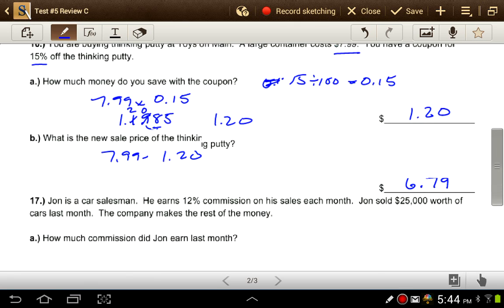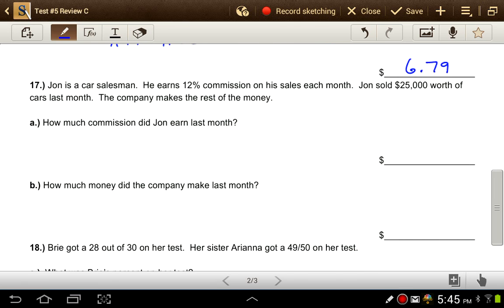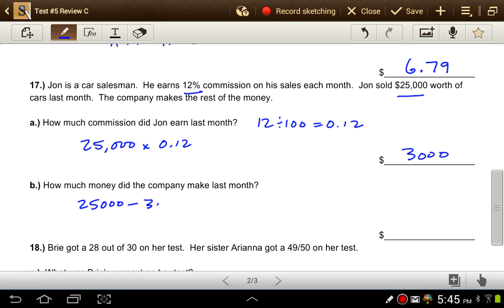Okay, I'm going to move on to number 17. For number 17, I'm just going to multiply my percent times my money. So I'm going to do 25,000 times 0.12. Where did that come from? Well, I take my 12%, divide by 100, and that gives me 0.12. When I do that, I get $3,000, and that's his commission. If the company gets the rest of the money, I take my 25,000 and subtract that 3,000. So they're going to make $22,000 on those sales.